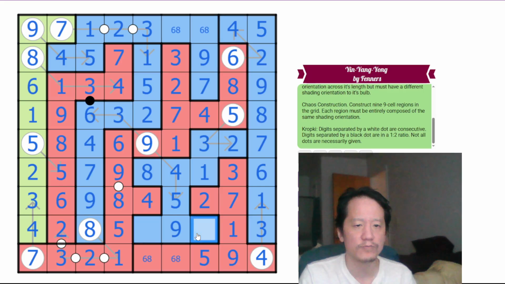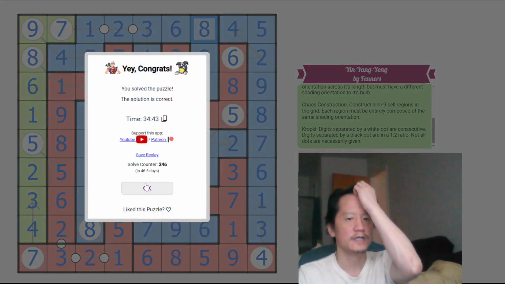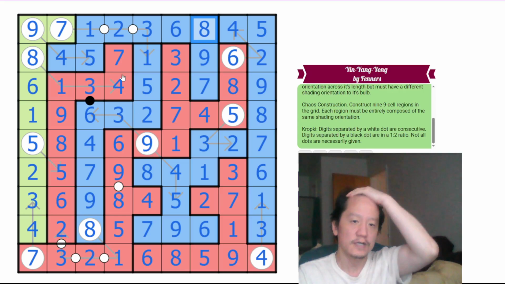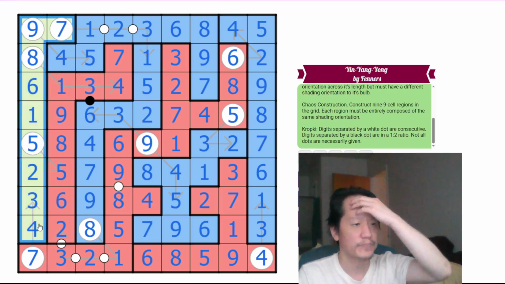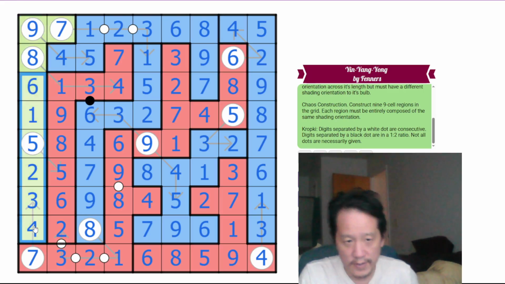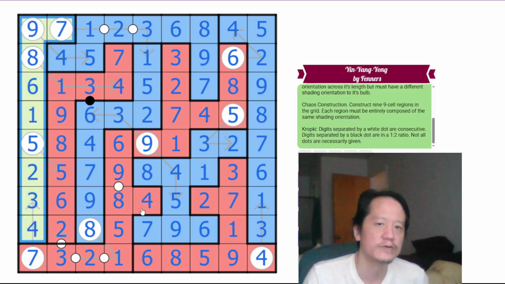Remaining digits in row 8 are 6 and 7. This can't be 7 because of this 7, so this is 6, which makes that 7. This 8 eliminates that 8, so this is 6 and 8, which makes that 6 and that 8. And that's how you solve it. This is the yin-yang-yang, and like I said, it's just broken down. It's basically just like yin-yang, and then you have an extra little part here.